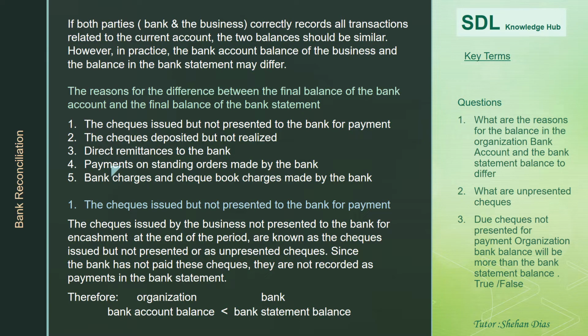If you look at the first one, checks issued but not presented to the bank for payment. By issuing checks in the bank account of the business, the bank balance will get reduced. But since it has not been presented for payment, the bank will not record that and reduce the bank balance in the bank statement. So therefore, because of checks issued but not presented, the organization's bank balance will be less than the bank balance in the bank statement.